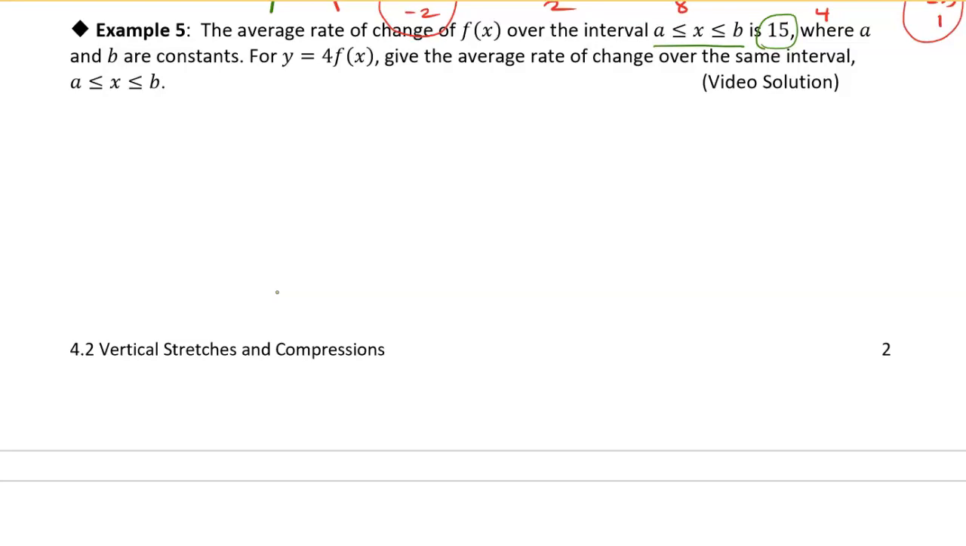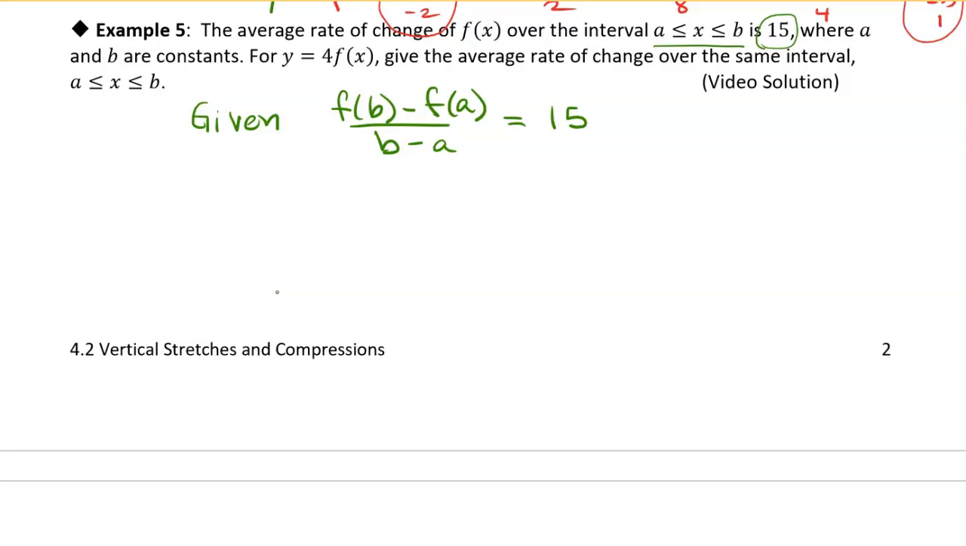So let's first of all look at what that means. We're essentially given that the average rate of change is 15. So how do we calculate average rate of change? Right, we're going to do f of b minus f of a over b minus a. That's the definition of the average rate of change. And we're told that that value is 15. All right, that's just essentially what we're given in a formula. Okay, we're just going to use the formula for average rate of change.